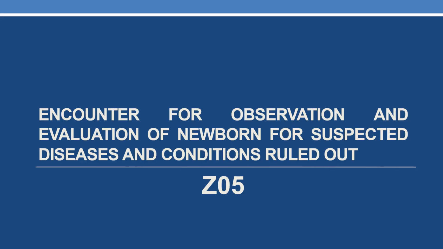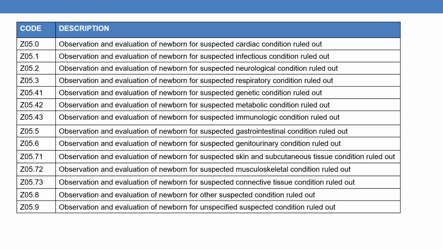Now coming to the next category, that is Z05. Encounter for observation and evaluation of newborn. Encounter for observation and evaluation of newborn for suspected diseases and conditions ruled out. The first code is Z05.0. Observation and evaluation of newborn for suspected cardiac condition ruled out. The next is Z05.1. Observation and evaluation of newborn for suspected infectious condition ruled out.